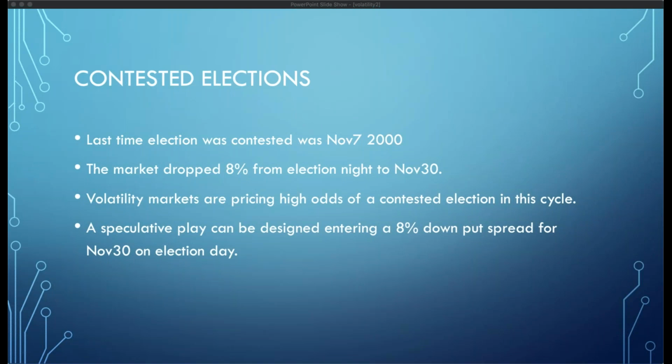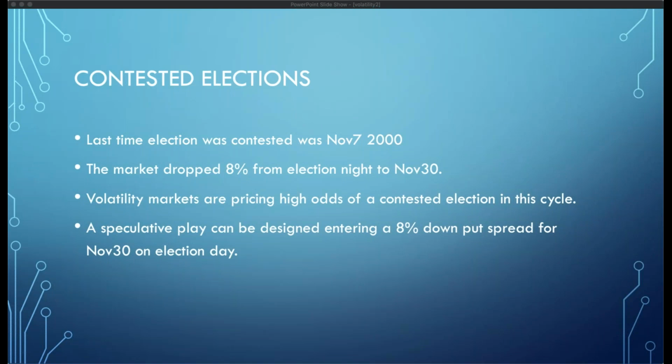And we could use this as a parameter because volatility markets are actually pricing high odds of a contested election in this cycle. If you look at the volatility markets, the odds that we will not know the winner the next day of the election are very high. So we could do a speculative play with a binary put or a vertical put spread.